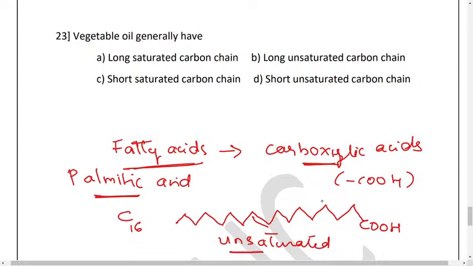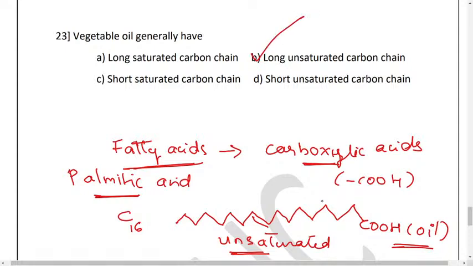If the fatty acid contains an unsaturated carbon chain with a double bond like this, always it is called an oil. If it contains an unsaturated carbon chain in the fatty acid, it is called what? Oil. The question is regarding the vegetable oil. Now, vegetable oil usually contains what? Long unsaturated carbon chain. See, double bond is there.